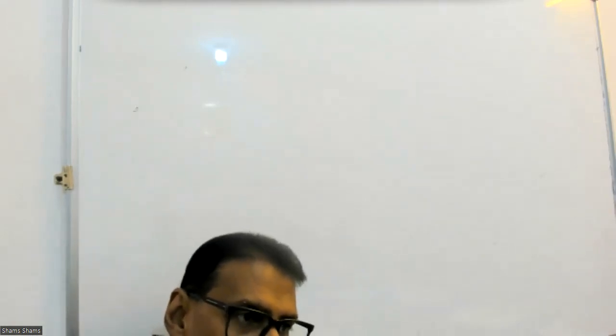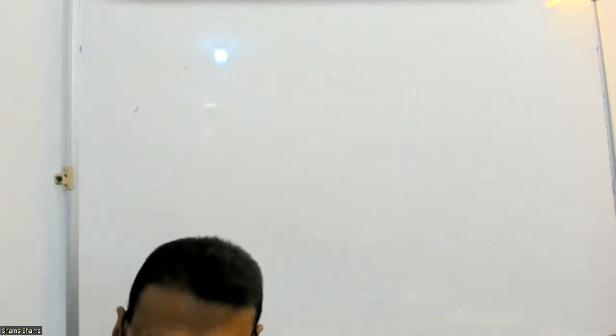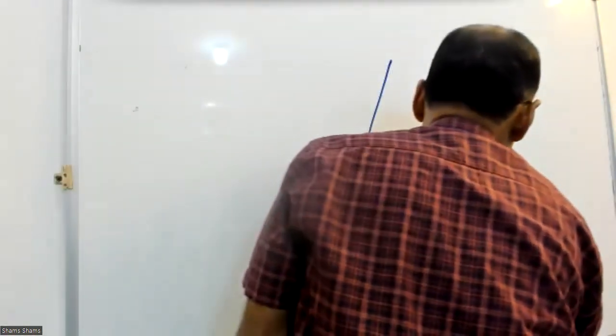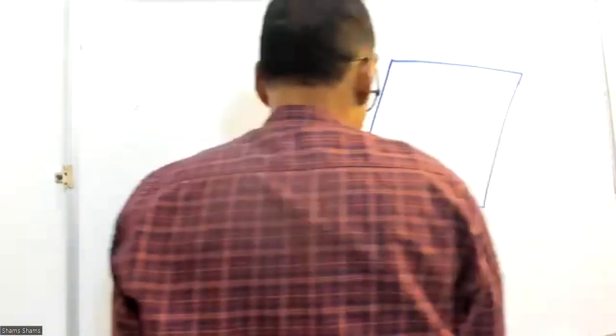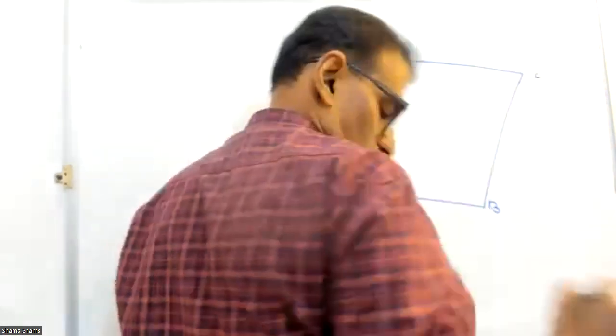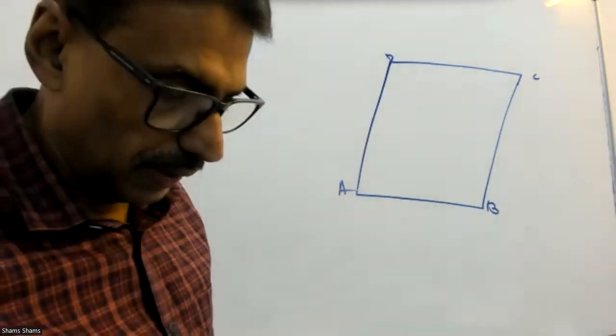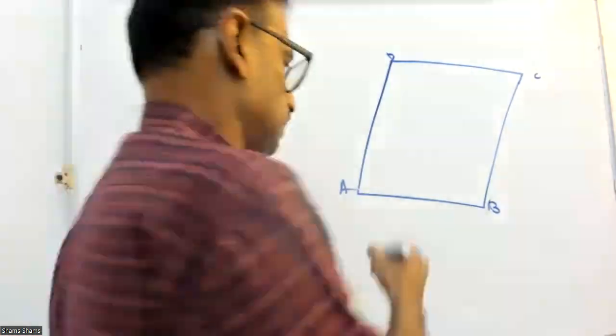Okay, so write the question. Show that if the diagonals of a quadrilateral bisect each other at right angles, then it is a rhombus.